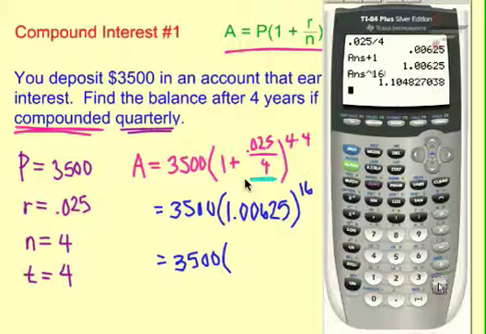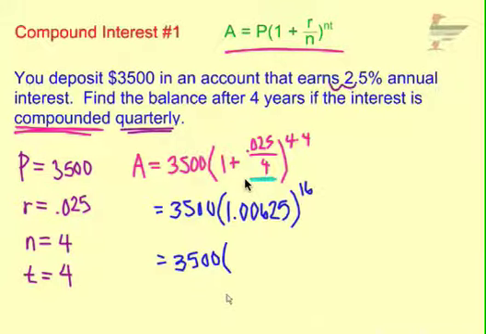1.104827038. Now the more decimals we use in our problem, the more accurate our answer will be. So I'm just going to go ahead and use all of those, then I know I'll have a really nice answer. 1.104827038. And then we want to multiply that by 3,500 for our final answer to see how much money's in there after 4 years.